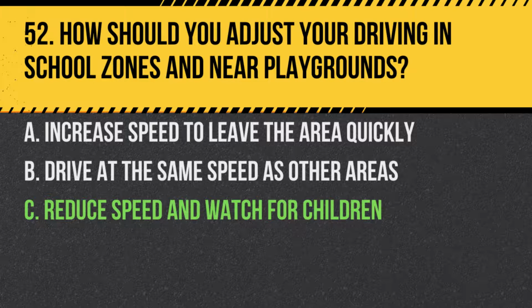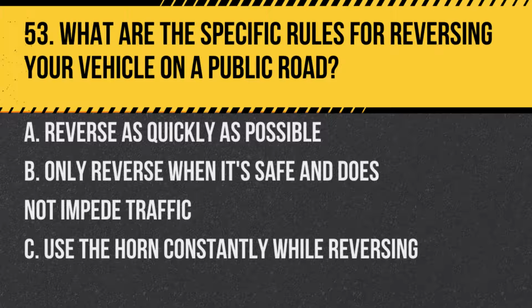unexpectedly. Question 53. What are the specific rules for reversing your vehicle on a public road? A. Reverse as quickly as possible. B. Only reverse when it's safe and does not impede traffic. C. Use the horn constantly while reversing. Answer B. Only reverse when it's safe and does not impede traffic. When reversing, ensure it's safe and does not obstruct traffic.